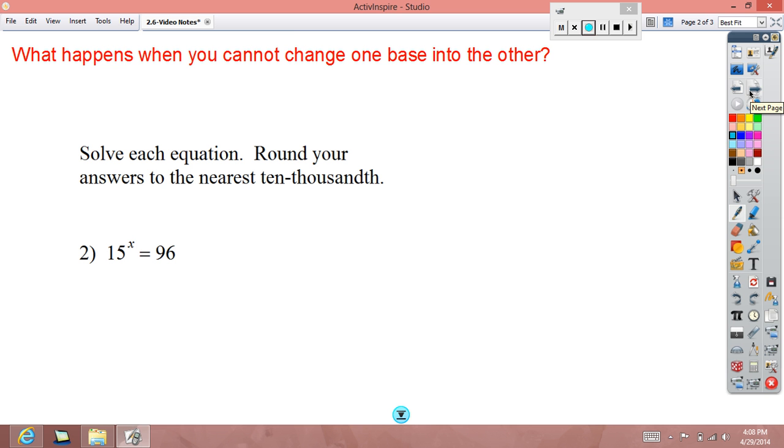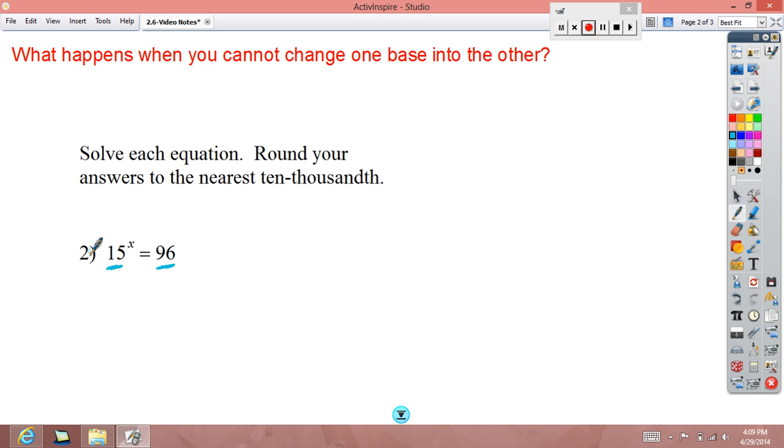Okay? So what happens when you cannot change one base into the other? When this happens, like in the last example, we just changed the bases into both being 4. But what happens if you can't do that? Like look at this example here. We have 15 and 96. Can I change those into each other? No. 15 squared is already 225. And there's nothing smaller that 15 can, I guess, break down into with exponents. And so I can't use exponential equations.